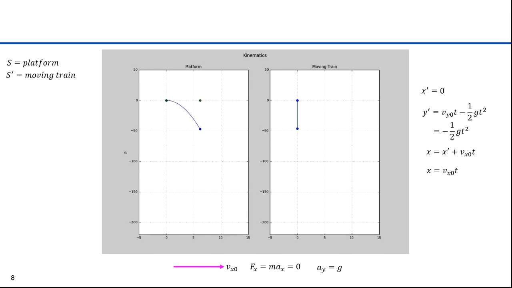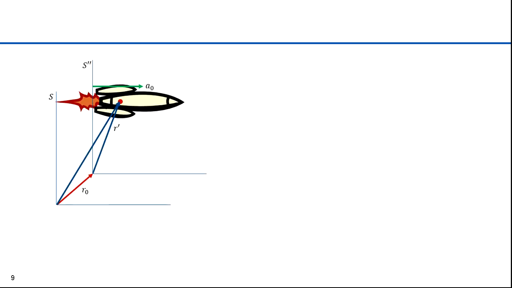Substituting x' equals 0, we get that the x-coordinate in the S frame is vx0 times t. That's the horizontal velocity of the reference frame S'. The vertical motion is the same in both frames. y equals y'. y then equals vy0t minus 1/2 gt squared. The two equations for x and y result in a parabola.